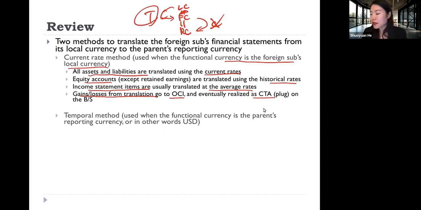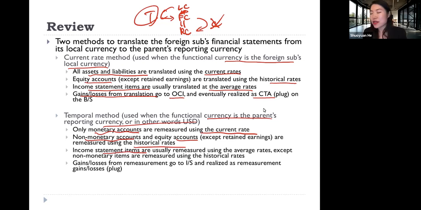Under the temporal method, only the monetary accounts are remeasured using the current rate. And all of the non-monetary accounts and equity accounts will apply the historic rate. Income statement items, we usually use the average rate, except non-monetary items are remeasured using the historic rate.